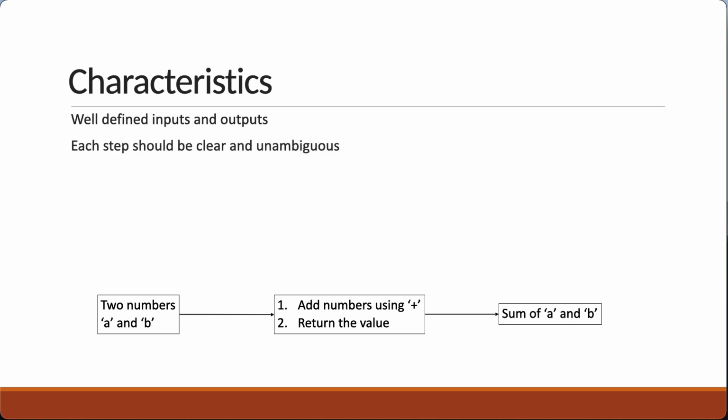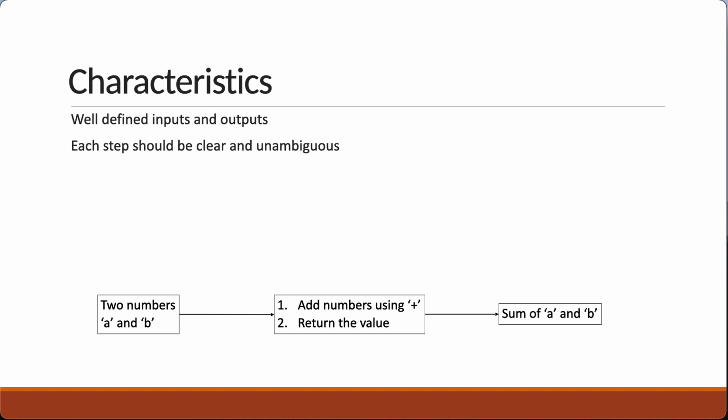Each step in an algorithm should be clear and unambiguous. In our example, we have 2 steps. Add the numbers using the plus operator and return the sum. If you ask me, that is as clear as it can be.